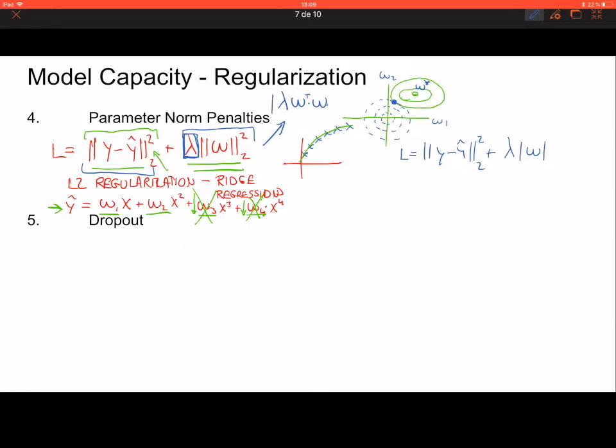This is essentially equal to the summation over all W's, over all i, of Wi times Wi, and then this lambda here. Cool. Okay, so instead we have this guy here, which is also a summation, but without squaring the values. So we take the absolute value for each of the weights.